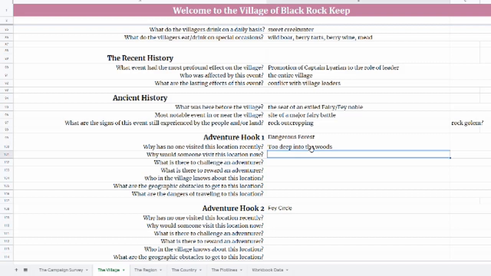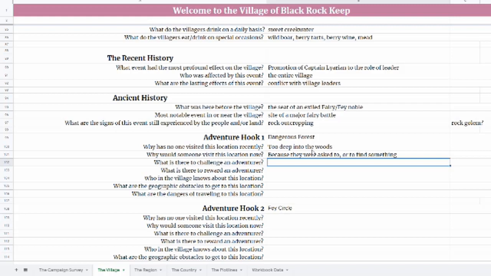So why would somebody visit this location now? Because they were asked to, or to find something. I'm not sure what the adventure hook is going to be just yet. We'll figure that out in the plot lines, but we know that I want something to do with the wolves, but the wolves in and of themselves aren't the adventure. I just want it connected to the dangerous forest somehow.